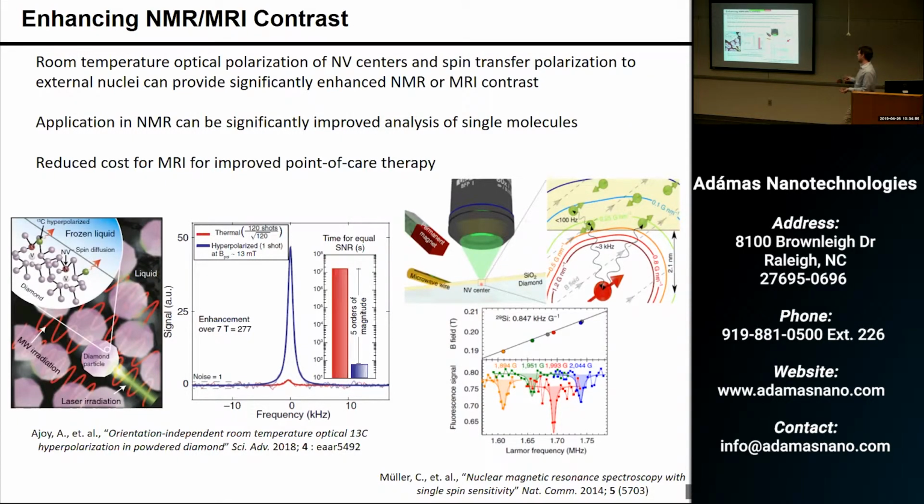In general, what this can allow you to do is improve sensitivity, in the case of NMR. And in the case of MRI, in theory, you can use much lower magnetic field strengths to get the same benefit. Ideally, that will hopefully be an application that comes to light, especially in point-of-care therapy and smaller hospitals, for example, which can't afford a multi-million-dollar MRI machine, right?